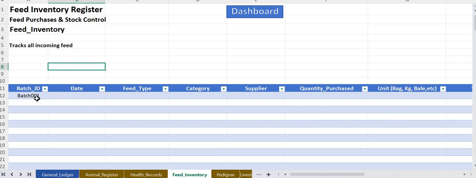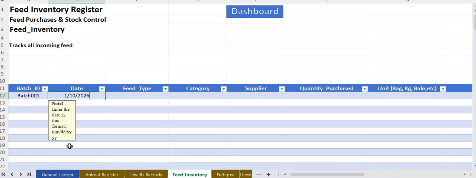Each type, whether this is Lucerne and then pellets, each one needs to be recorded on its own line with its own details. But for the sake of time, we'll just do one, and then that will include all of them. All right. So what was the date? The date that we bought this was January the 10th, we said, 2026.